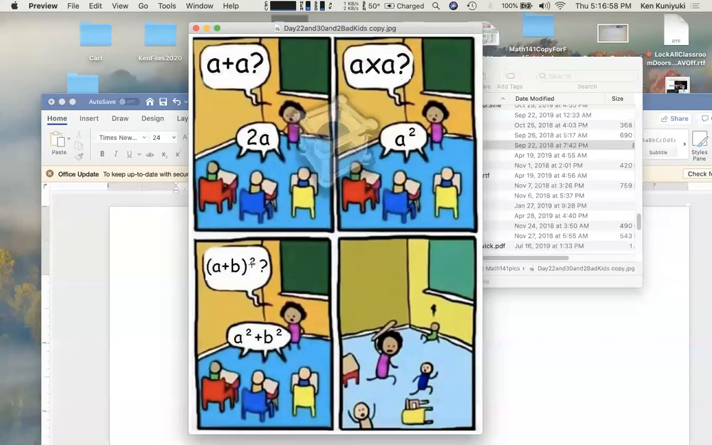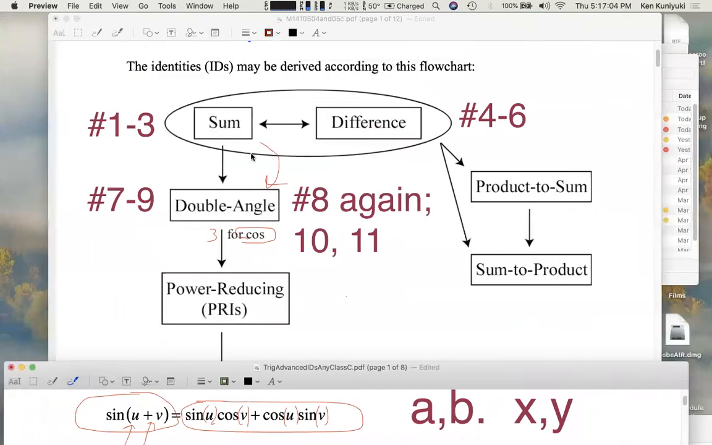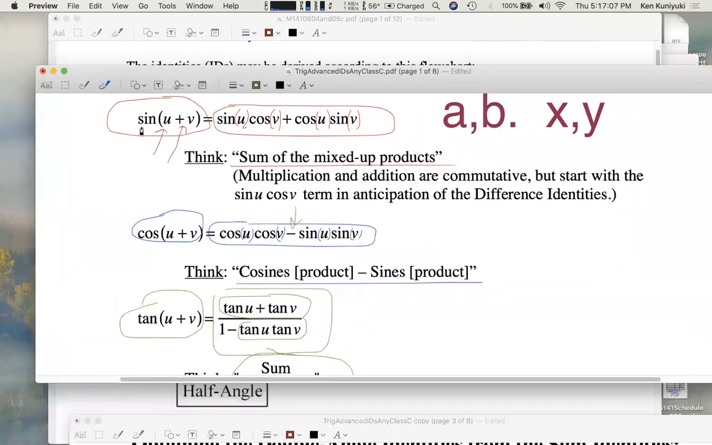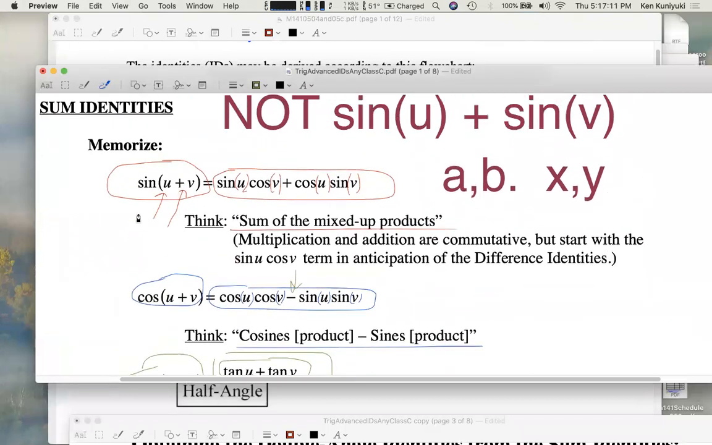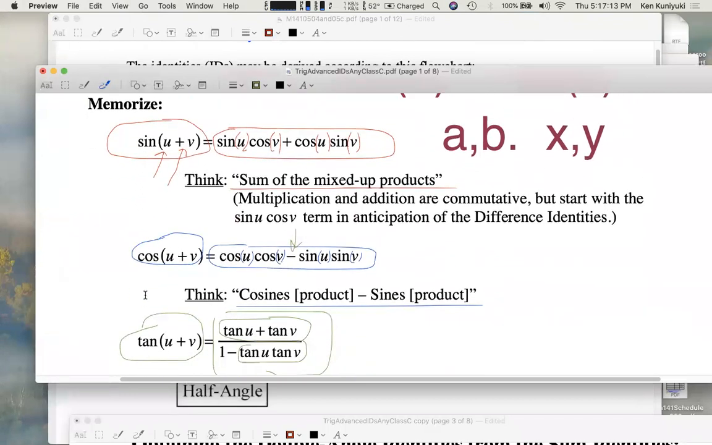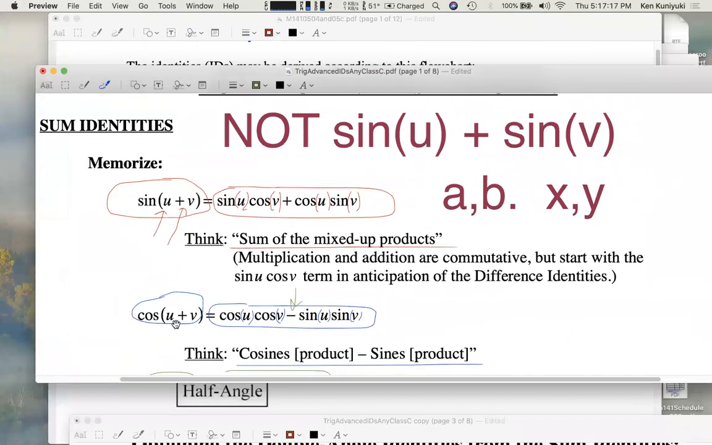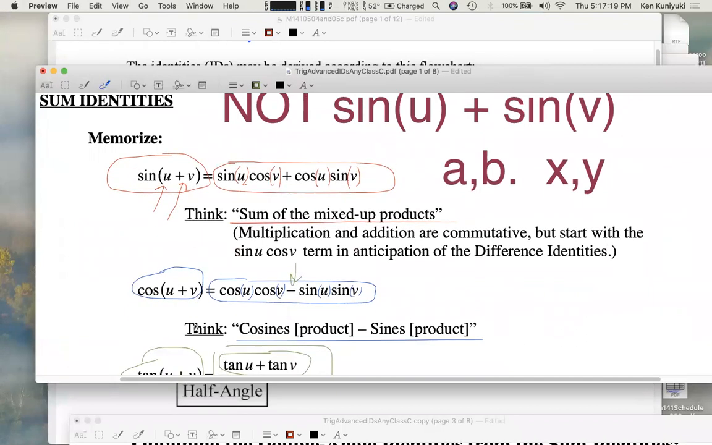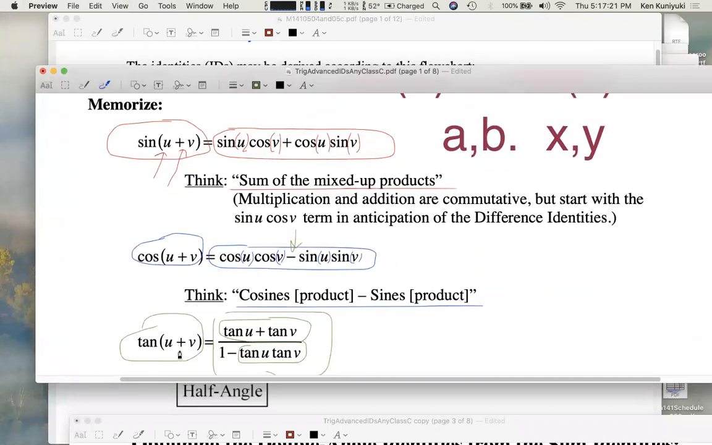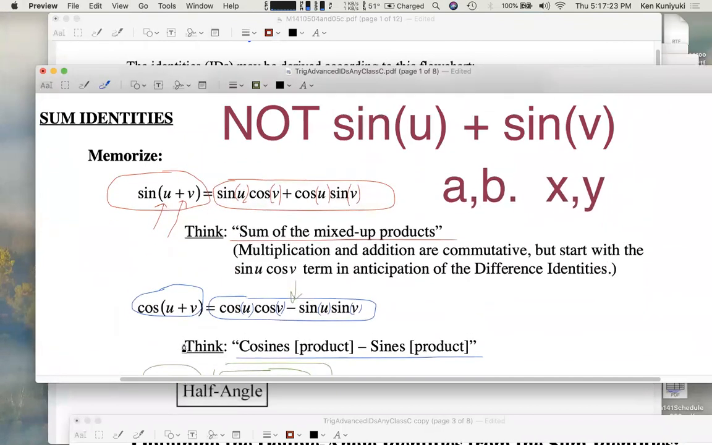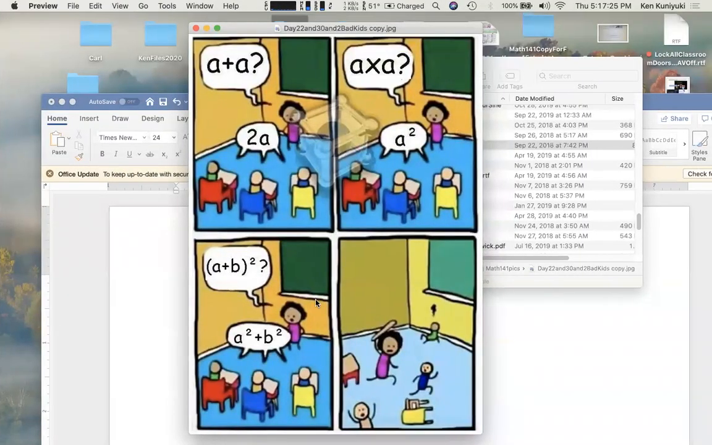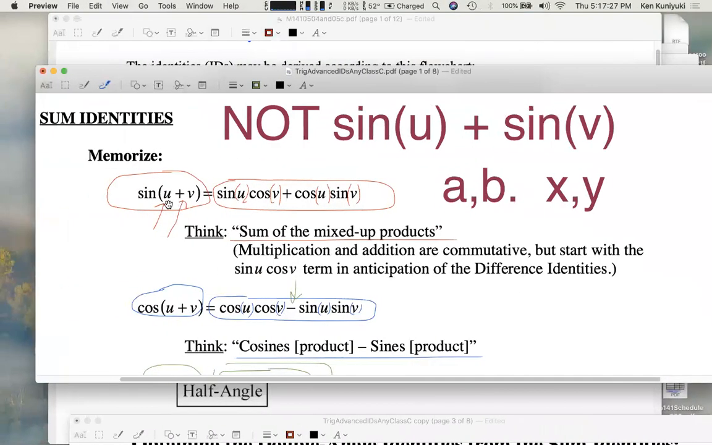But remember, the square of a sum is not the sum of squares. Squares do not distribute over sums. The same is true for sine, cosine, and tangent. The sine of u plus v is not sine of u plus sine of v, right? So sine and cosine and tangent, they don't, in a sense, distribute over sums. The cosine of a sum is not the sum of cosines. The tangent of a sum is not the sum of tangents, all right? So these bottom two panels help remind us of that.